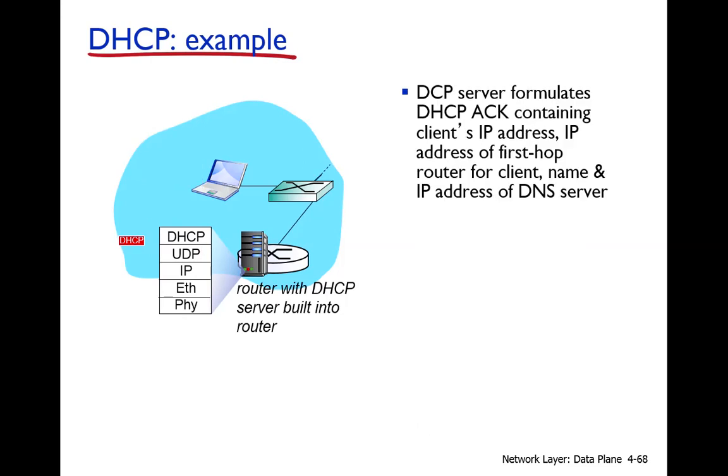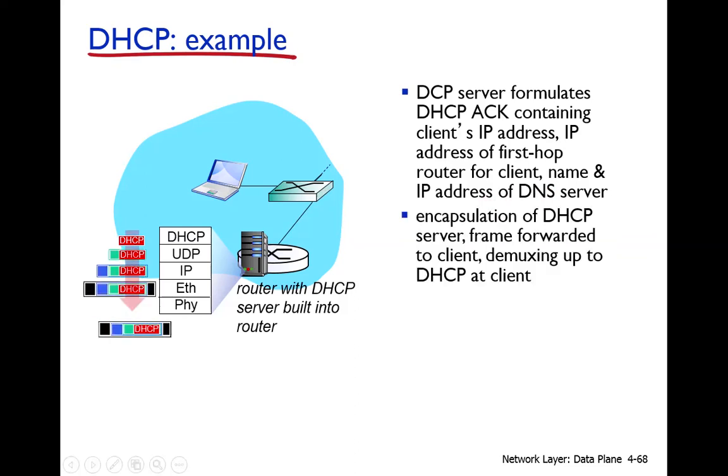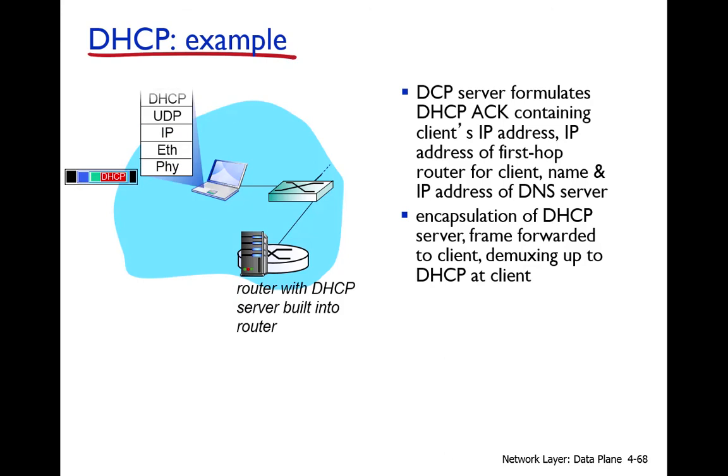So the DHCP server basically formulates the DHCP acknowledgement or the DHCP offer message. It will contain the IP address, saying I want to assign you this IP address, for example 223.1.1.4 in the previous example. It will also return the first hop address, that is the default gateway address. It will also return the name and the IP address of the DNS server. So this message will be encapsulated and sent.